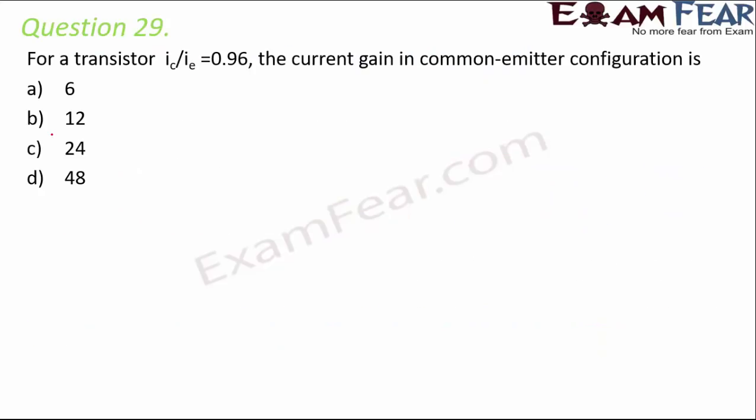Question number 29. For a transistor, IC by IE is equal to 0.96. The current gain in common emitter configuration is? Now, what would be the current gain? If we are talking about current gain in common emitter configuration, then current gain would be equal to the output current, which is collector current, by input current, which is base current, because we are talking about common emitter configuration, right?